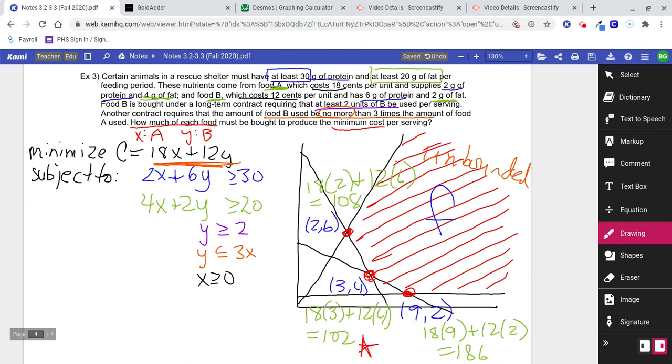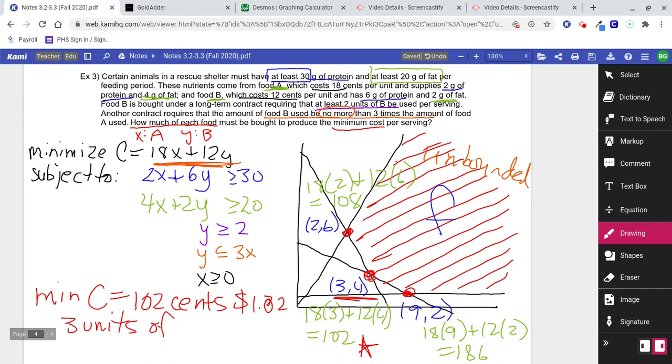102. So the minimum cost is 102 cents. Okay, remember this was in cents. So that's $1.02. And the answer was, what was it, 3 and 4? So that means there were 3 units of food A and 4 units of food B.